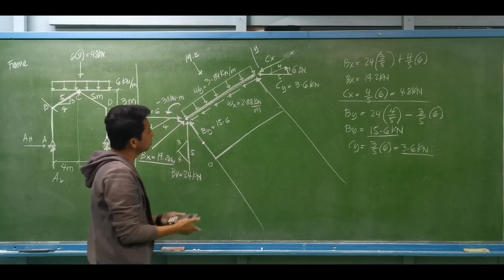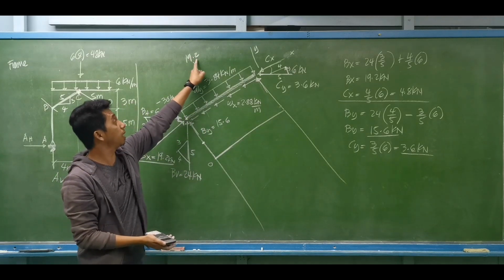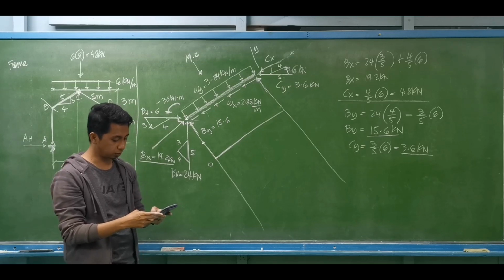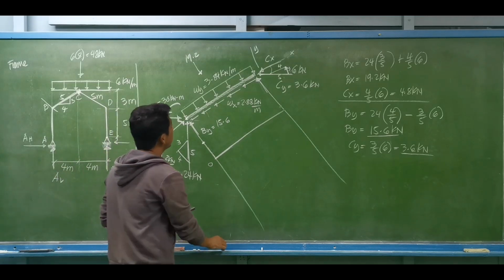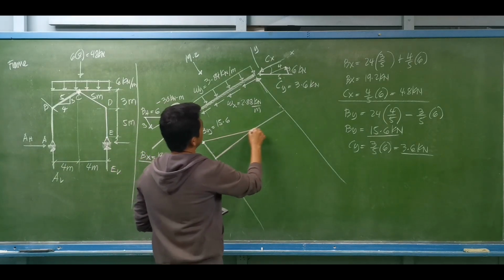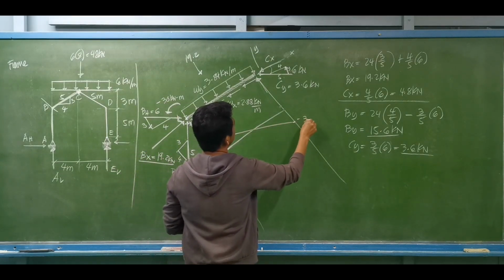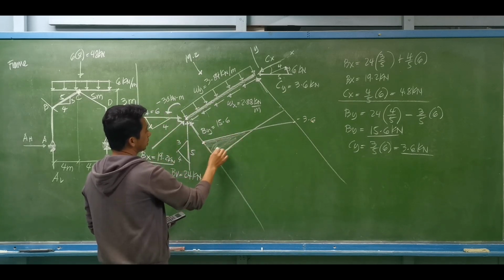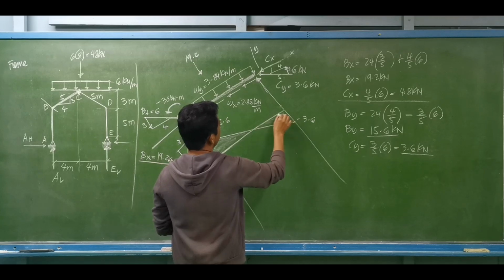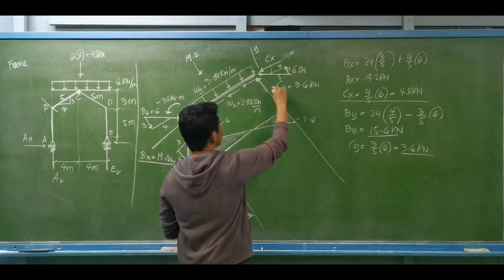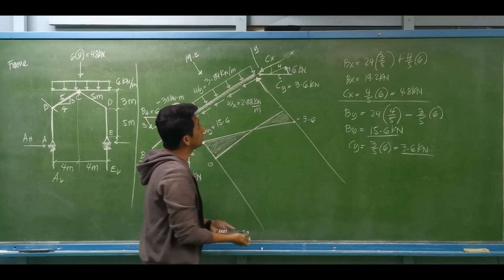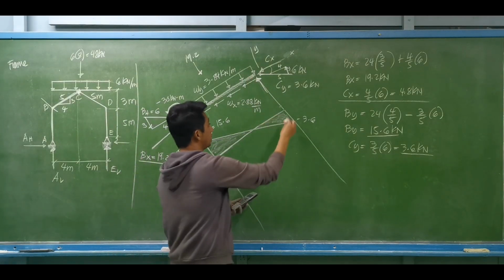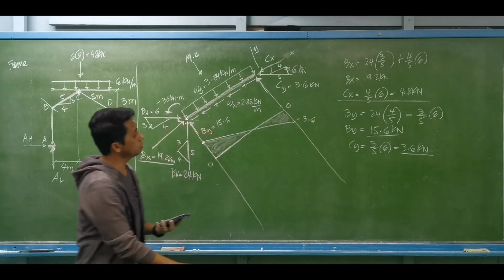So what will be that value? We have 15.6 minus 19.2. So we'll be having a negative, equal to negative 3.6. So this will be the equivalent of the shear diagram. Here we have negative 3.6. We have a reaction perpendicular to the member, that is 3.6. That will make it 0. So that is our shear diagram.